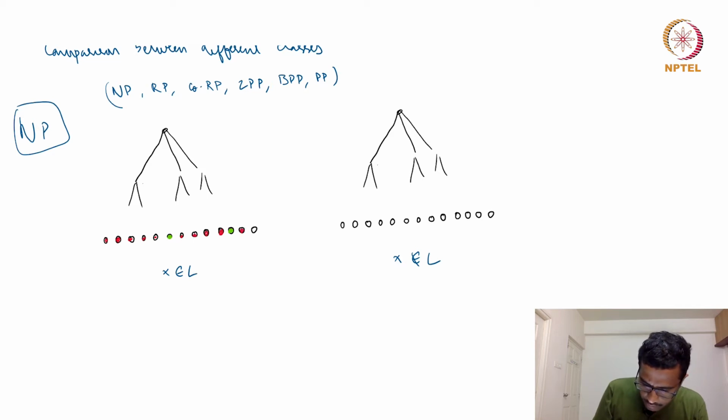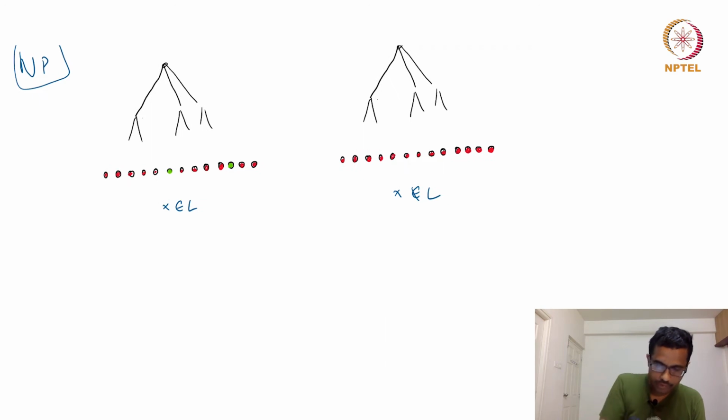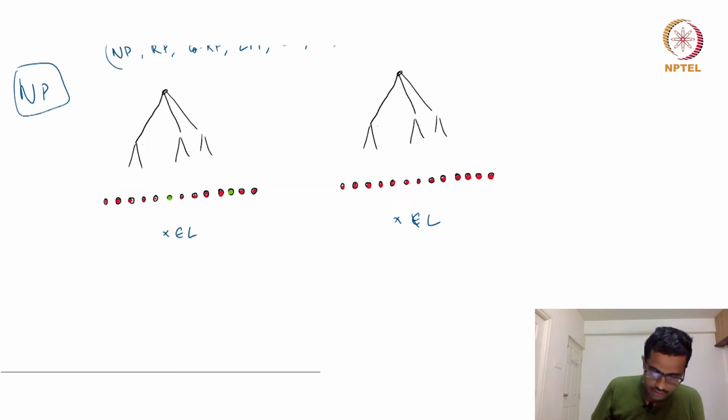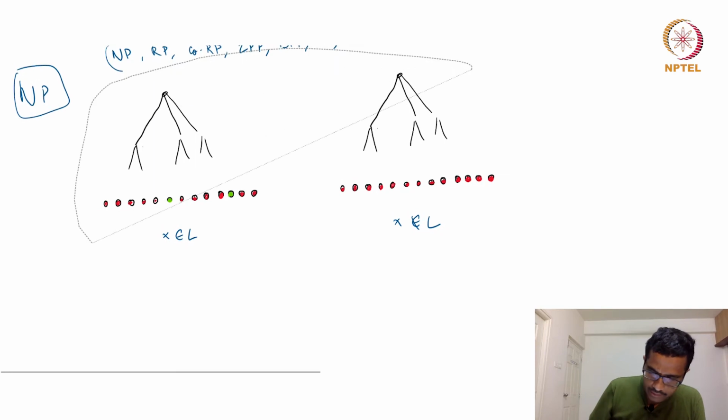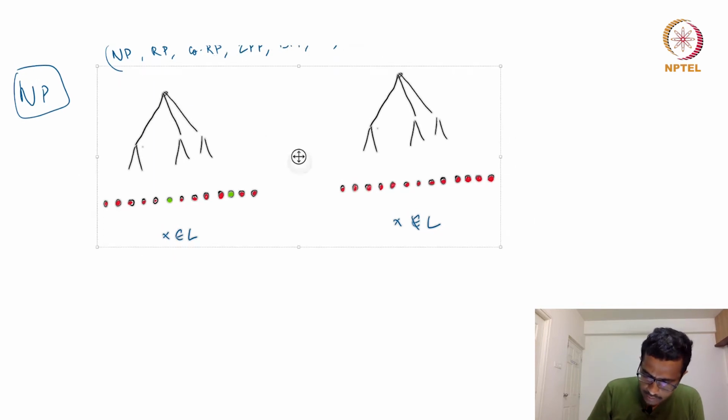And when X is not in the language, this will all be red, because it cannot have even one accepting computation path if X is not in the language. That is the definition of NP. Now let us see the randomized complexity classes. I will just copy paste this.